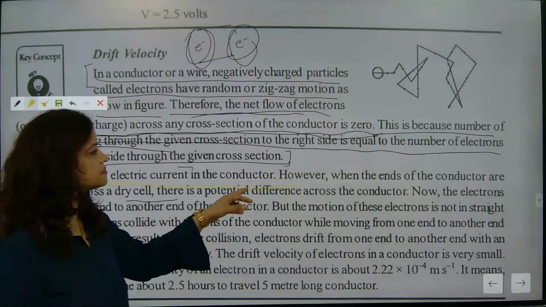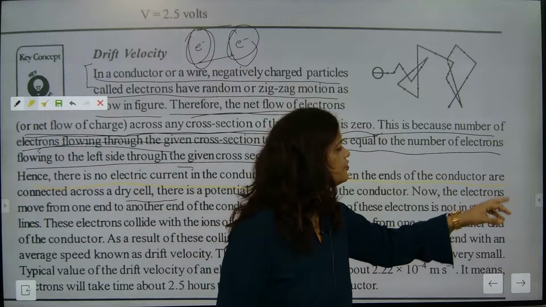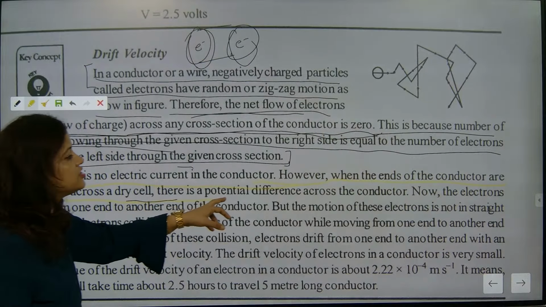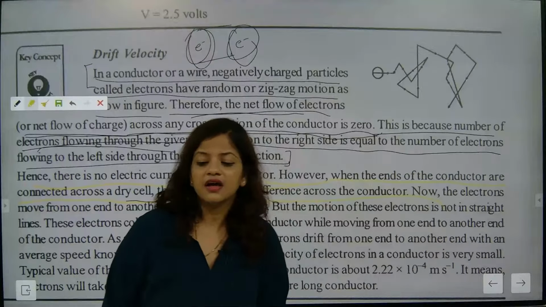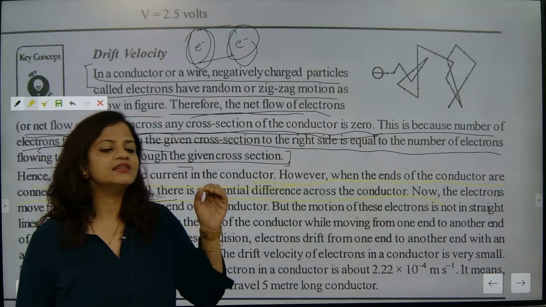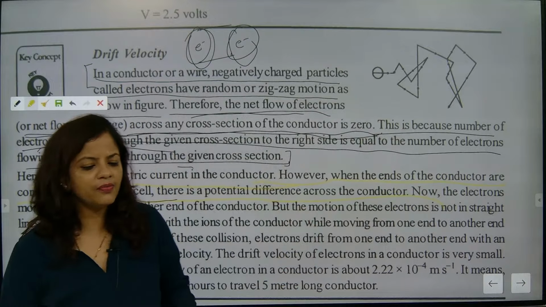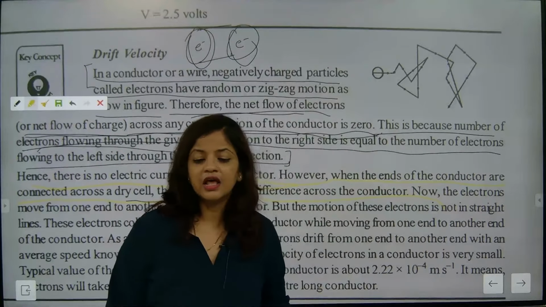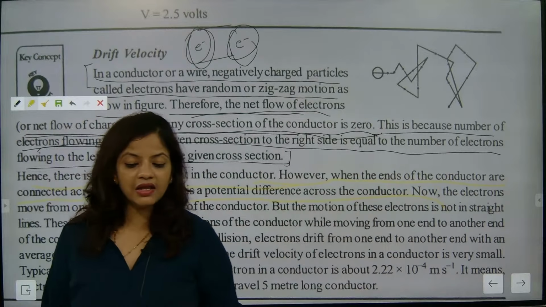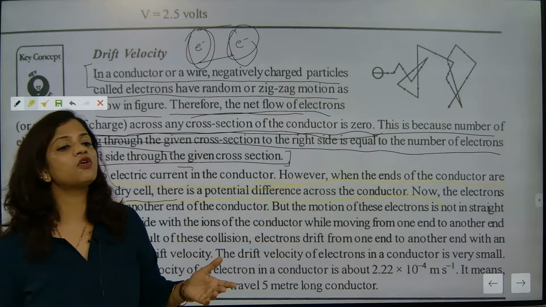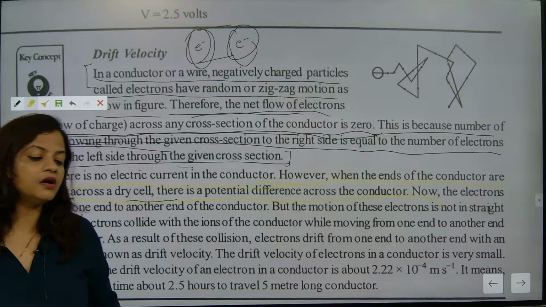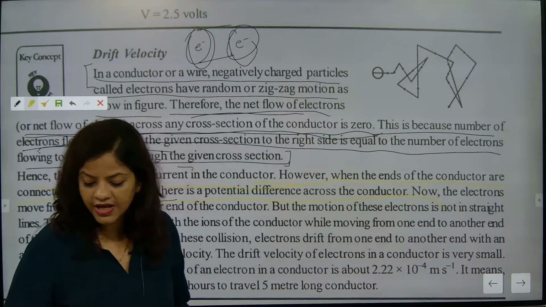What next? However, when the ends of the conductor are connected across a dry cell, there is a potential difference across the conductor. So that means what, beta? Where it got connected to? A dry cell. There are different types of voltaic cells, dry cell is there. A combination of cells is called a battery.